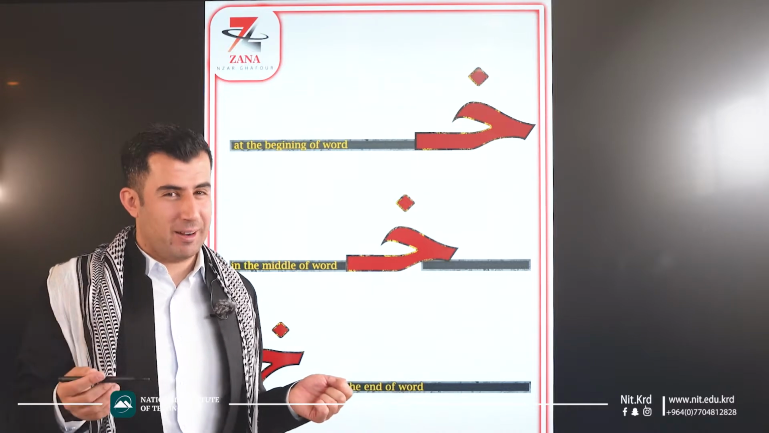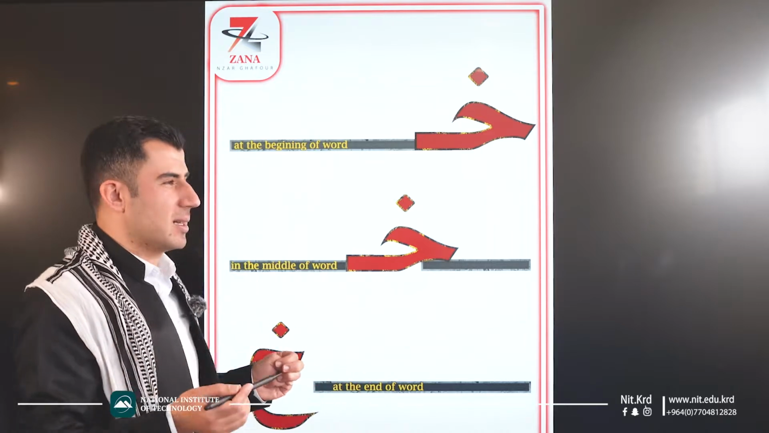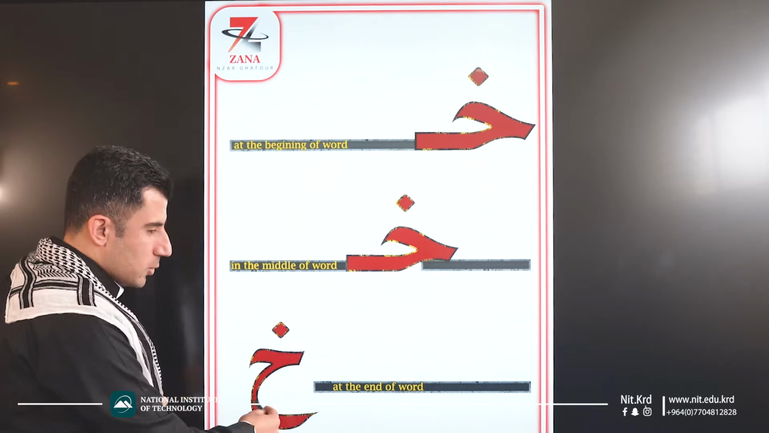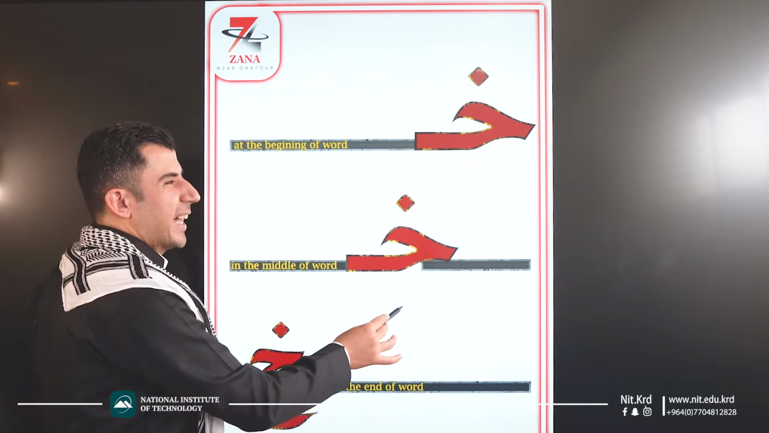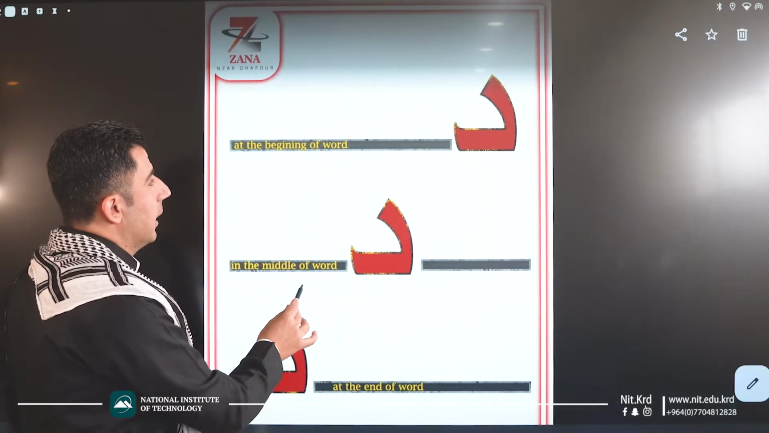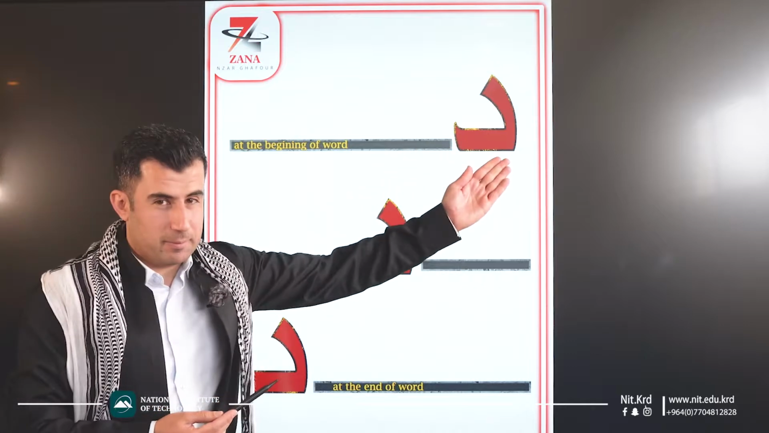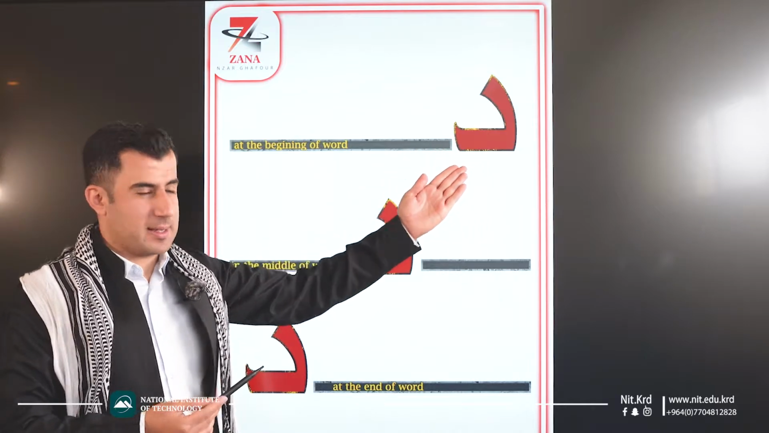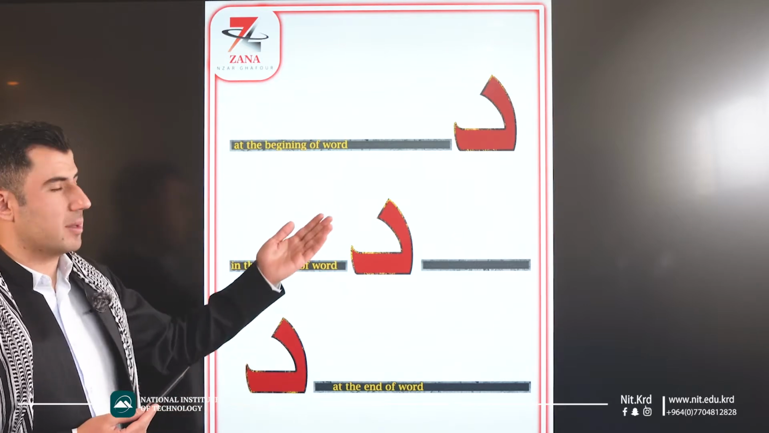You have to try hard in order to pronounce h, and we'll discuss it later. At the end, we have to do this, please, for h also. This is h. Another one, d. At the beginning of the word it is the same as in the middle of the word and at the end of the word. All are the same.